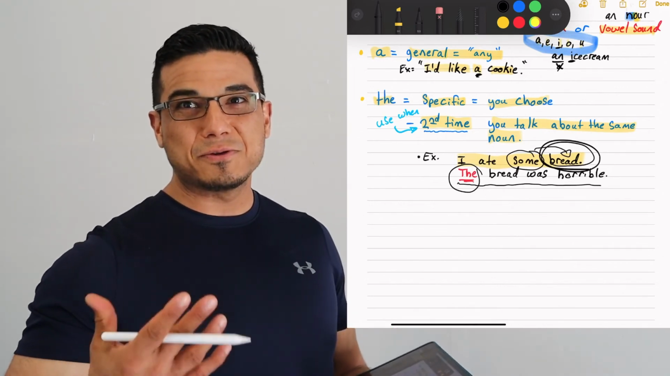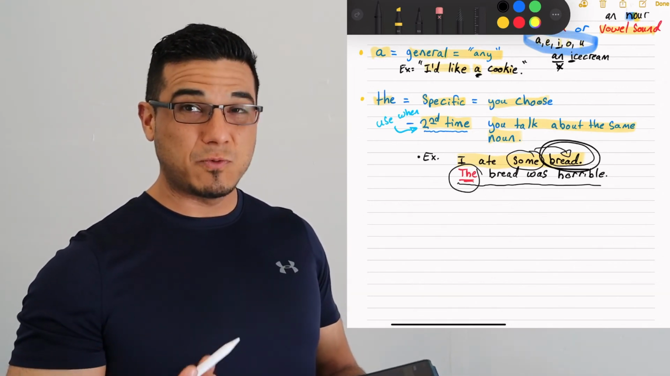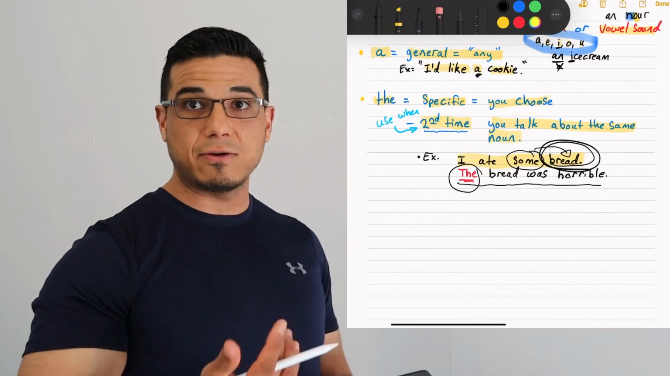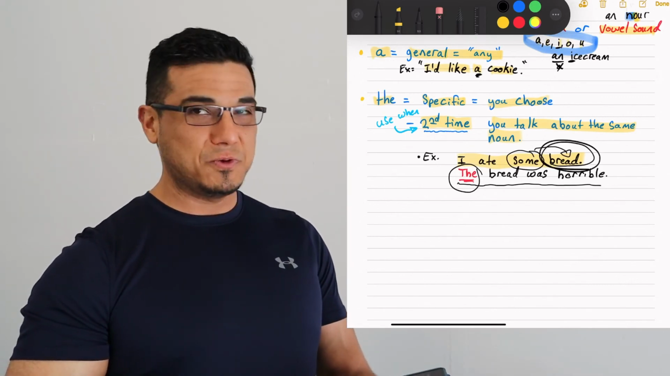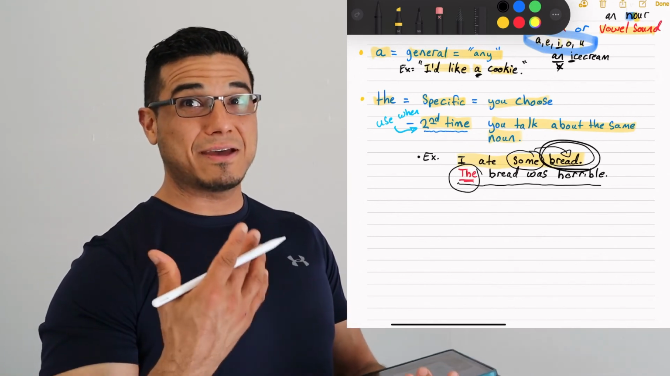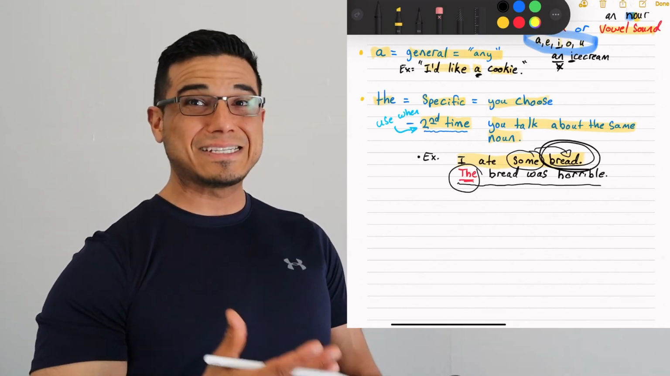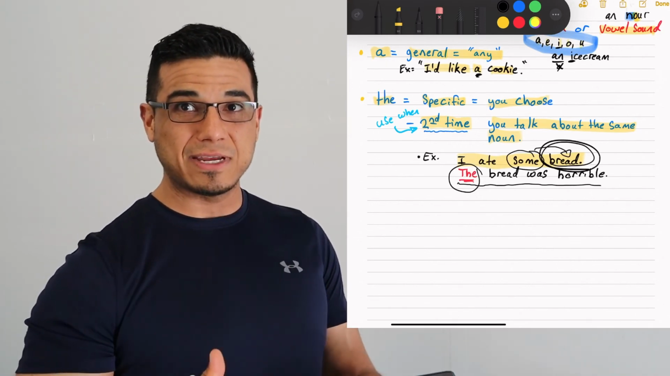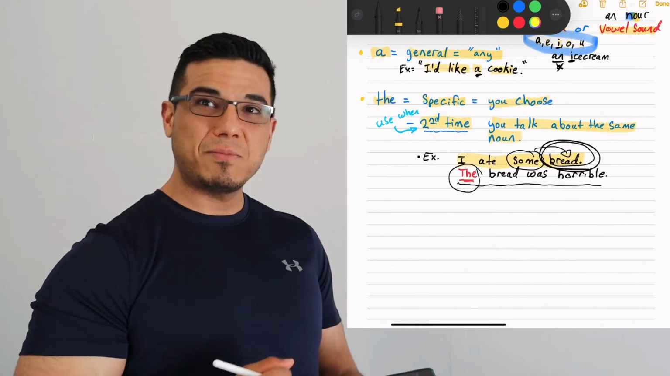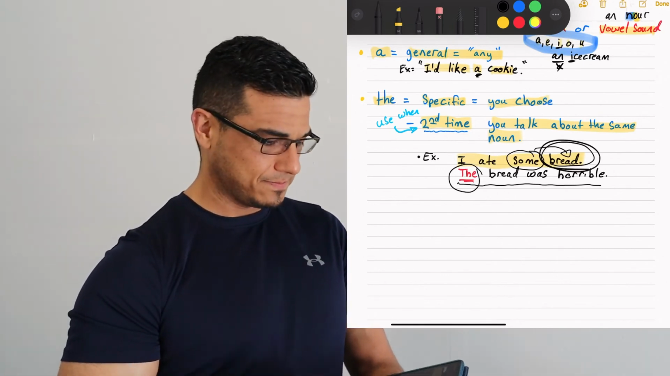So that's kind of one of those rules and exceptions. While you wouldn't attach the to an uncountable noun, you would, however, attach it to an uncountable noun the second time mentioned in the same phrase. So if you can remember that rule, you're off to a good start.